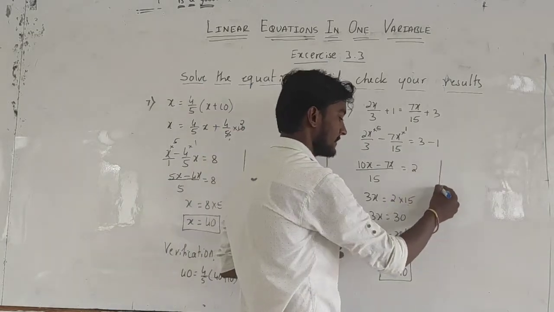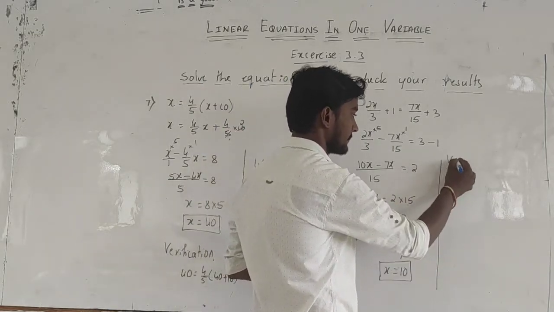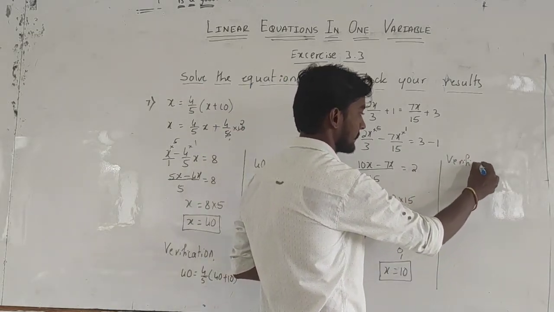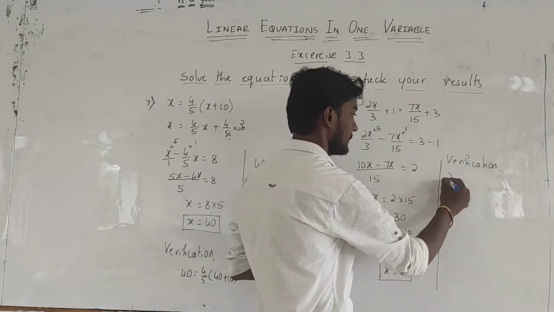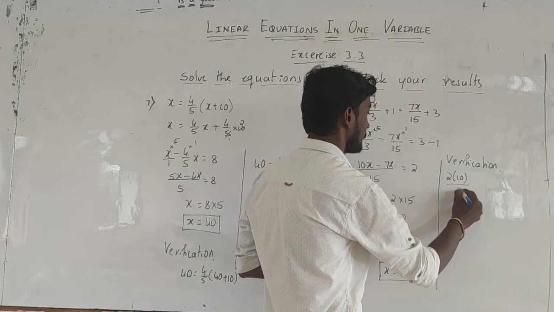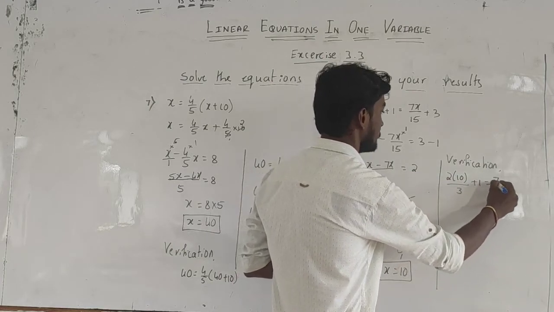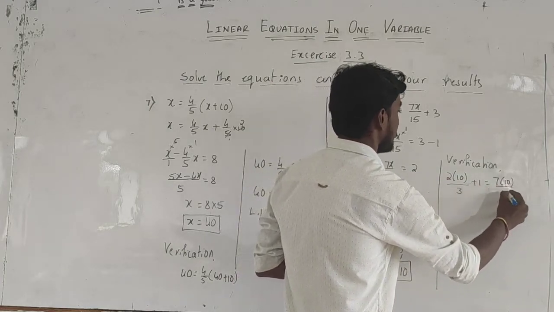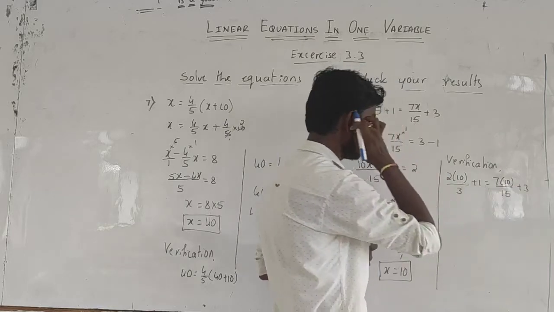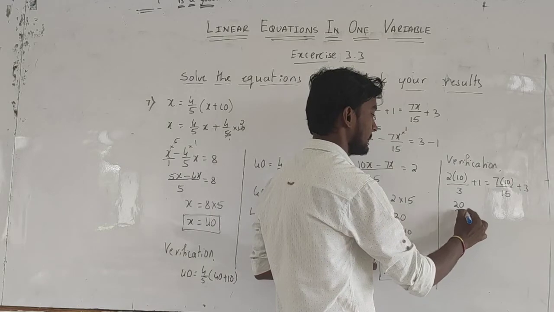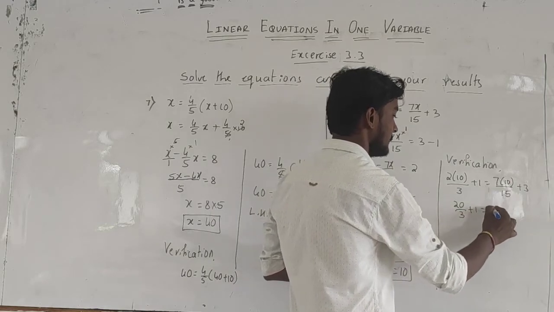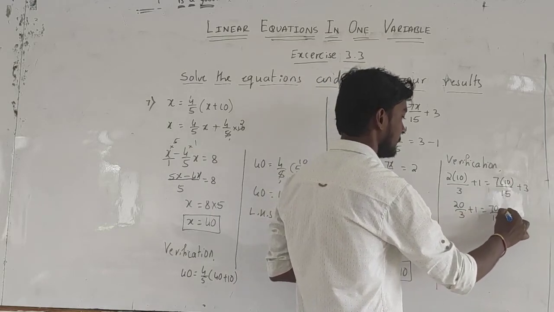You have to make the verification here. In place of x, you have to substitute 10. 2 into 10 divided by 3 plus 1 is equal to 7 into 10 divided by 15 plus 3. 2 into 10 is 20 divided by 3 plus 1. 7 into 10, 70 divided by 15 plus 3.